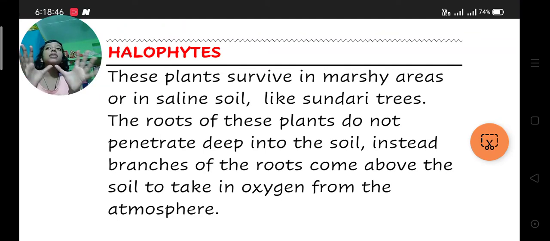Marshy area means the area in which the soil is very clayey and contains more amount of water in it. So we can say that these Sundari trees are also much found in the mangrove forest. These plants are also found in saline soil. What is the meaning of saline soil?